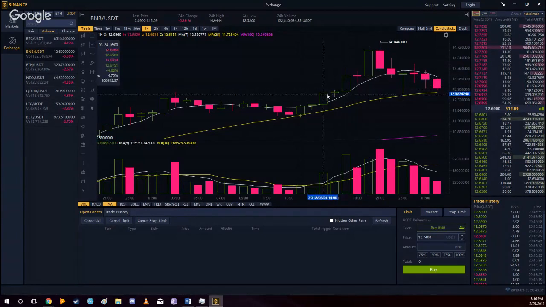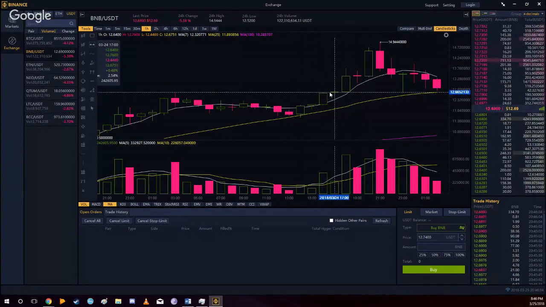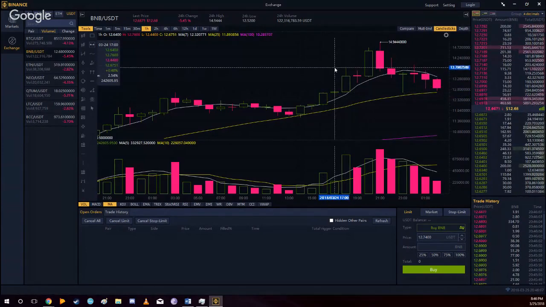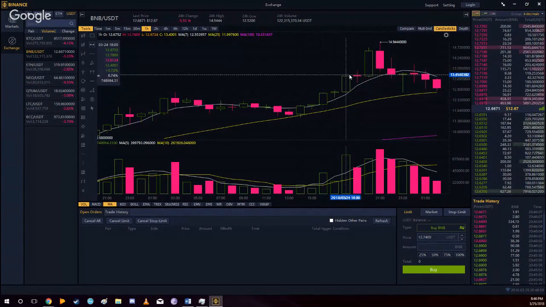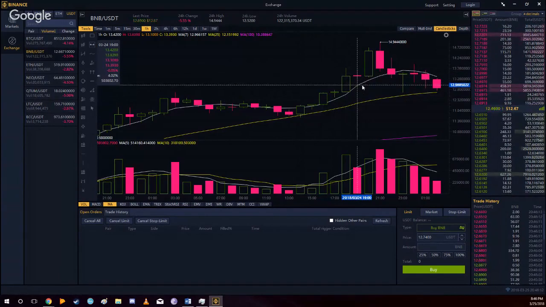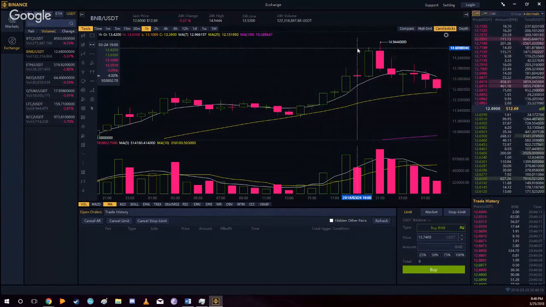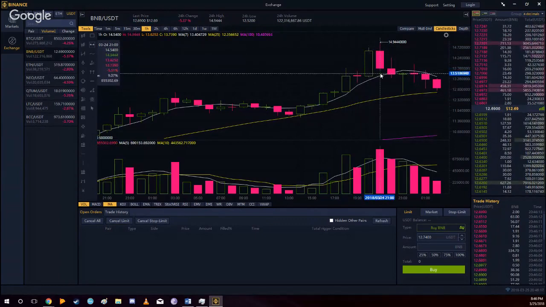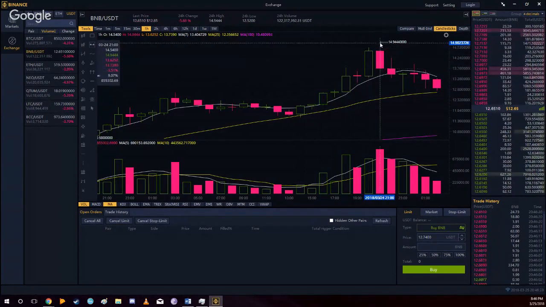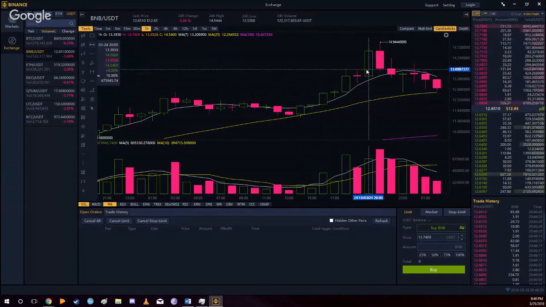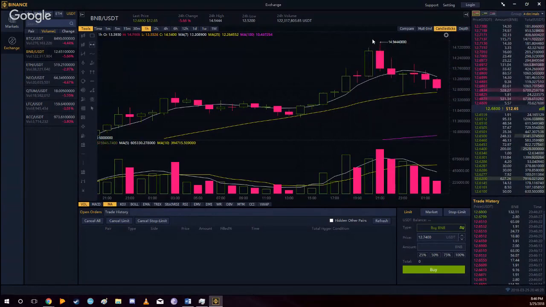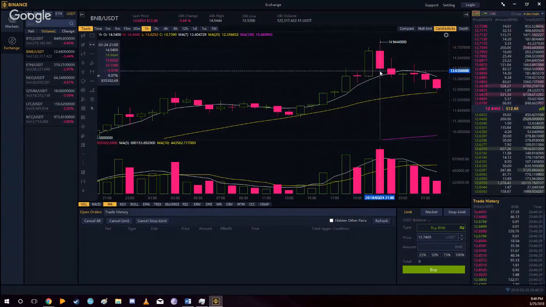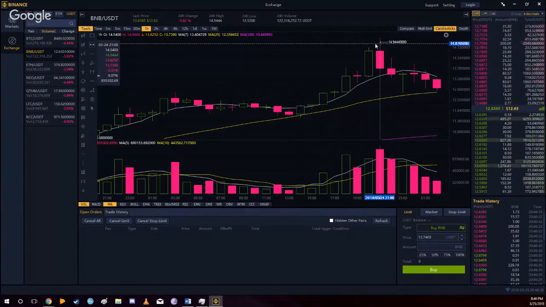So, as I said, it tried to find the resistance here. It was rejected. It created a wick. It found the MA7 again, pushed back, found the resistance, found the MA7 again, and this was a really crazy hour right here, because in this hour it found the MA7 and almost found the highest resistance. So it went from $13.60 to almost 15 in 1 hour. That's about, I don't know, 12% profit.